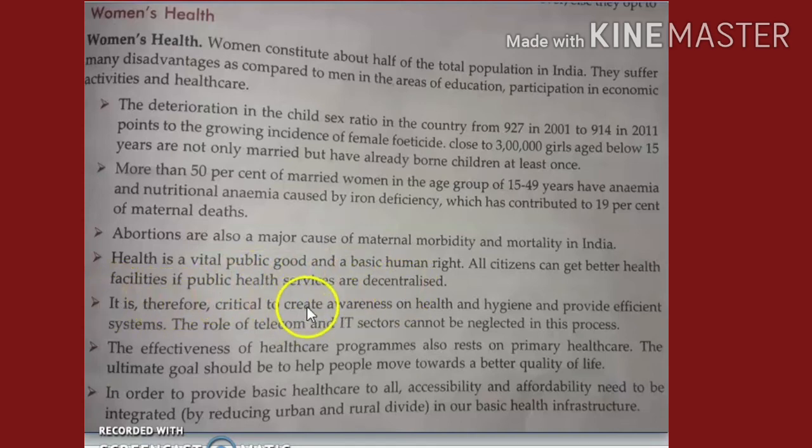It is therefore critical to create awareness on health and hygiene and provide an efficient system. So the role of telecom and IT sectors cannot be neglected in this process. The effectiveness of healthcare programs also rests in primary health care. The ultimate goal should be to help people move towards a better quality of life. In order to provide basic health care to all, accessibility and affordability need to be integrated in our basic health infrastructure. So they have to be coordinated and run.